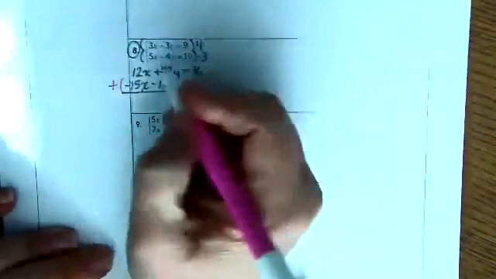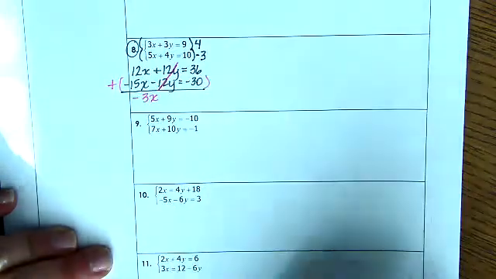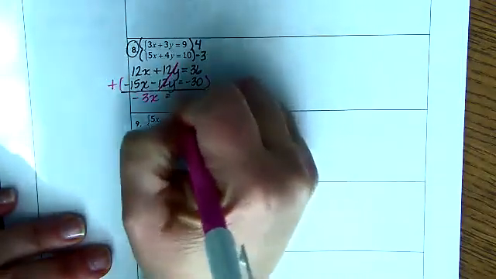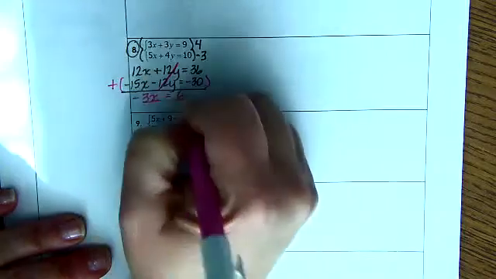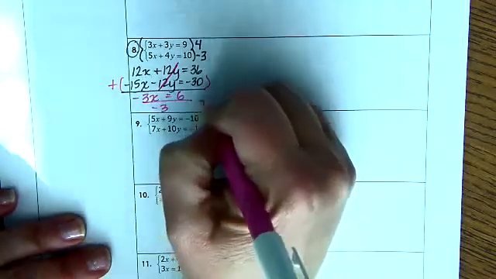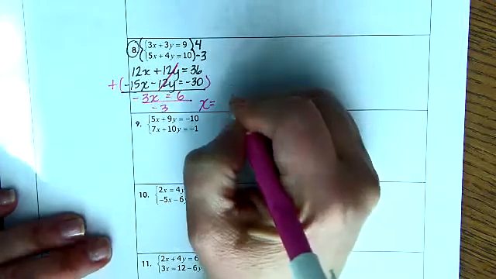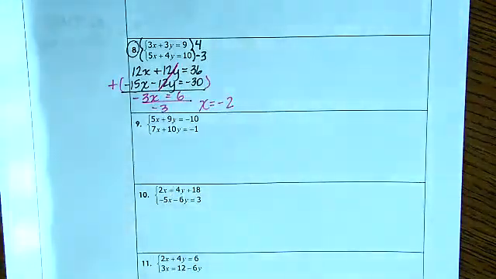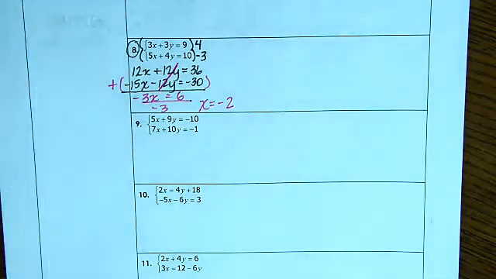So when I do this, I end up with -3x. These cancel, equals 6. Divide by -3, and x equals -2. Now we just continue to solve. I pick whichever one I think is easier. I usually pick the one that's got the smaller numbers.